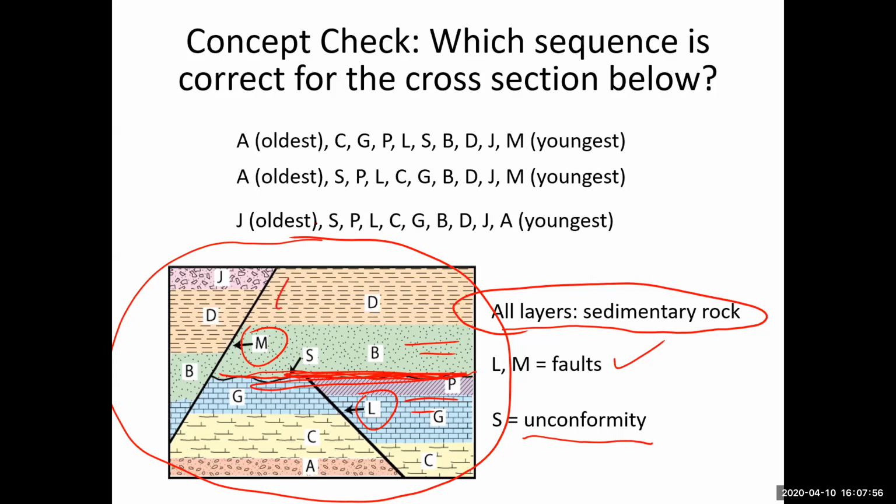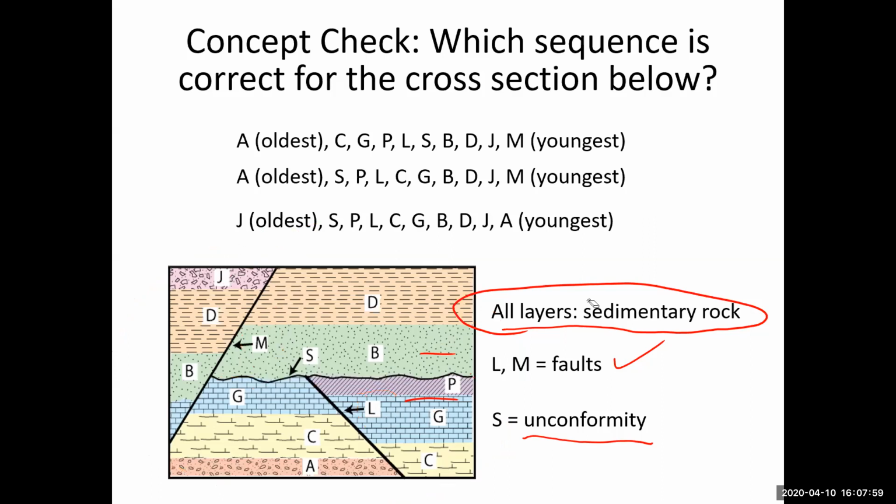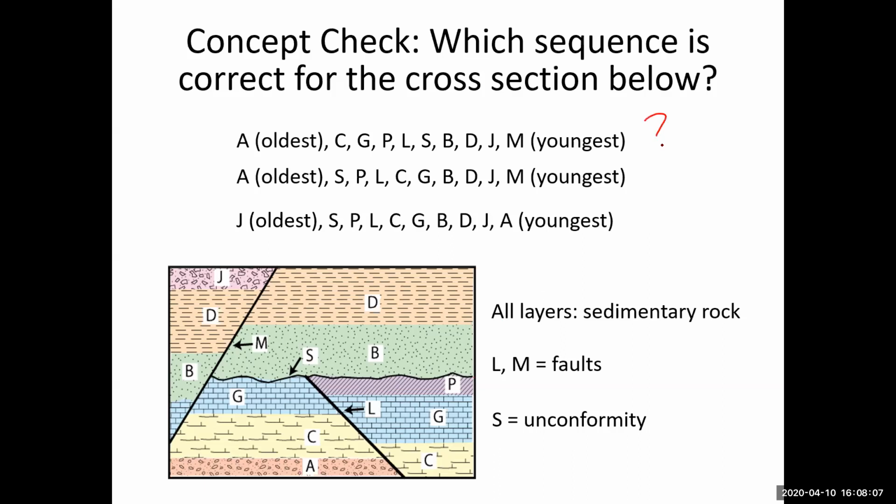Okay, let me remove these annotations here and give you a second. So what do you think? Which sequence is correct? Is it this one, or this one? I'll give you a few seconds to decide which of these three sequences is correct, and we'll go from there. Again, my recommendation, start down at the bottom, identify the oldest layer, and then progressively work your way up toward the top of the cross section. I think that's, for me anyway, the easiest way to solve these cross sections.